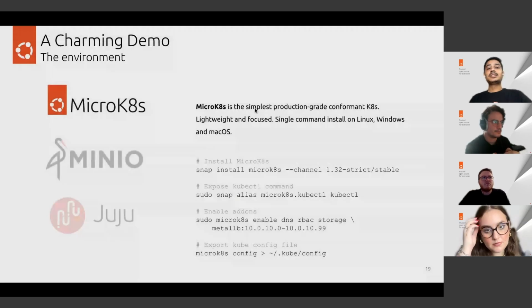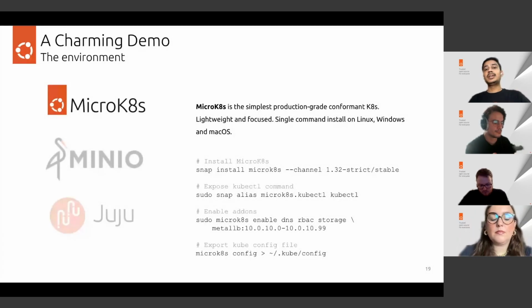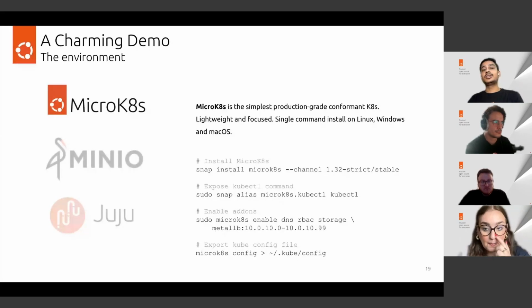Since Apache Spark as well as Apache Kyuubi are meant to be run on top of Kubernetes, we will need a Kubernetes cluster installed in our machine. And for this, we will use MicroK8s, which is a very simple, production-grade, conformant Kubernetes cloud that can be installed with Snap in our Ubuntu machine with very ease of use.